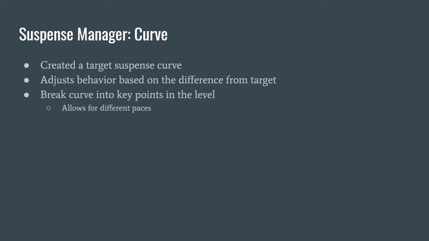In order to run our suspense management system, we created a target suspense curve for our game based on MIT and McKenzie's work on emotional narrative arcs. The game will adjust the behavior of the game object based on the differences between the estimated suspense curve and the target suspense curve. We can break our suspense curve down and put the various points at key points in the level. As the player progressed through the level and reached these key points, we would shift to the next stage of the curve, allowing the suspense manager to account for players progressing at wildly different paces.